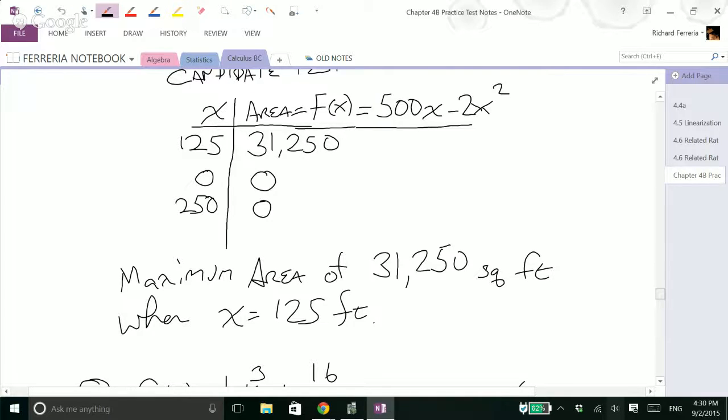Why are you not plugging it back into the f prime of x? Right, because f prime of x tells me how much the f changes. In the candidate test, you're interested in what is the actual value of your function. Okay. So it's kind of like this. Candidate test, you plug into f. First derivative test, you plug into f prime. Second derivative test, you plug into f double prime. Okay?